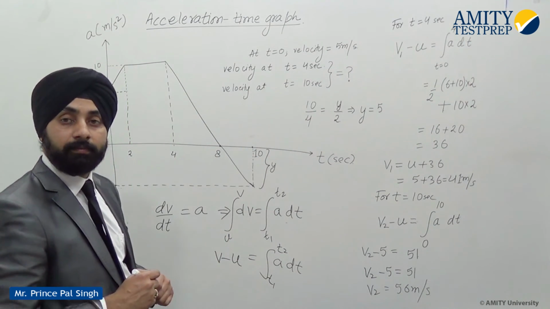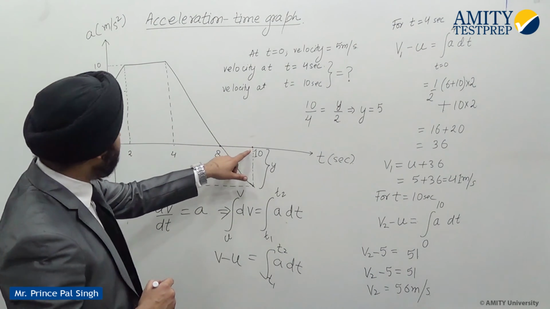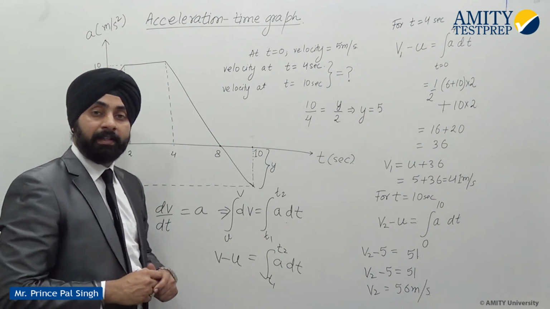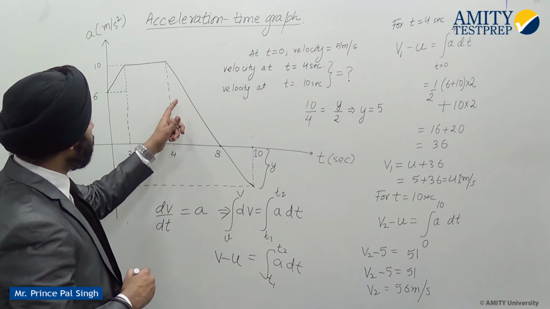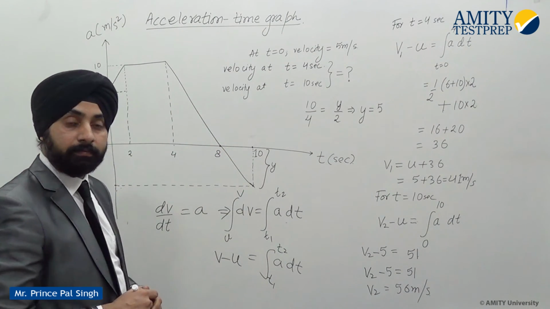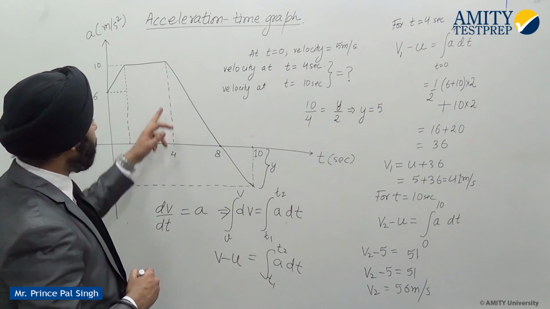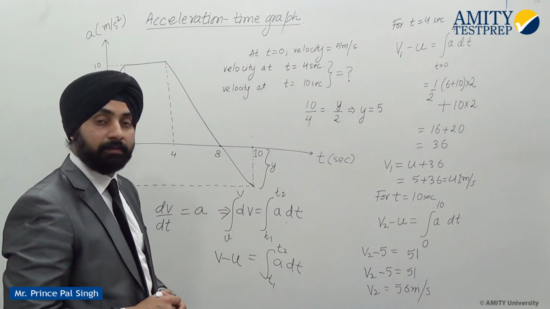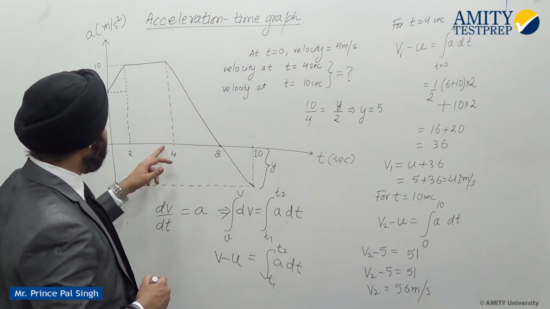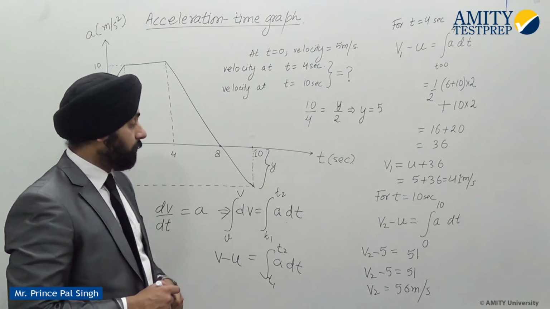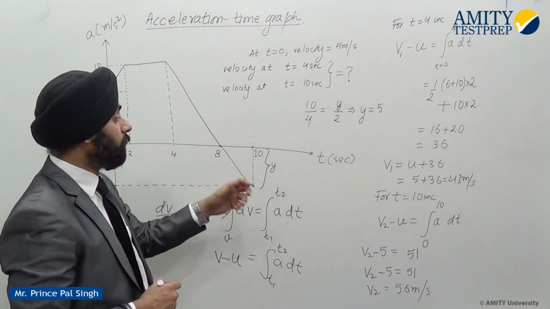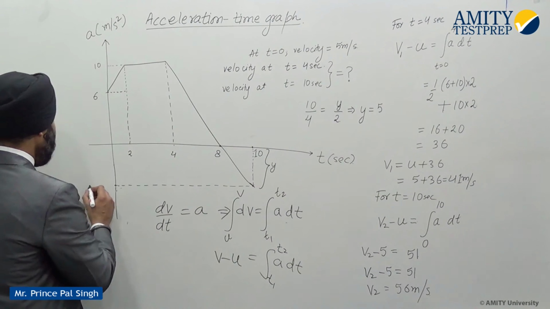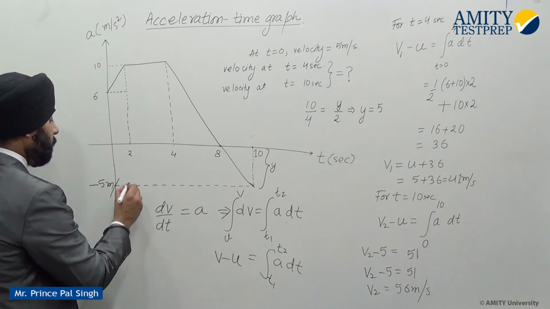In the question, the acceleration at t equal to 10 seconds is not given to us, but we can find it out by the similar triangle theorem. We'll apply the similar triangle theorem in these two triangles, which says that this perpendicular upon this perpendicular equal to this base divided by this base. So 10 by 4, this is 10 and this is 4, equal to y by 2. So we get y equal to 5. So the acceleration at t equal to 10 is minus 5 meter per second square.